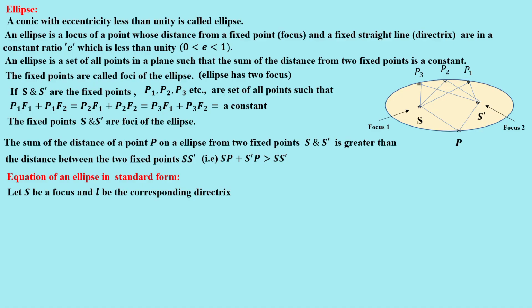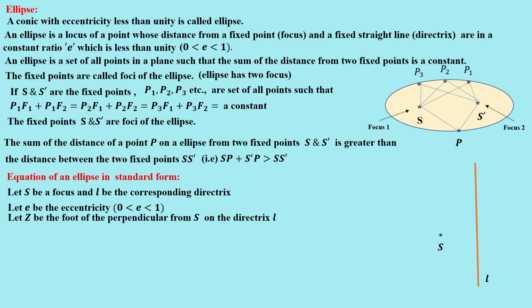Let S be the focus and L be the corresponding directrix. So this is the focus, this is the directrix. Let e be the eccentricity; e lies between 0 and 1. Let Z be the foot of the perpendicular from S on the directrix L. Join the point S and the directrix L; it meets at Z. That is the length of the perpendicular, right?